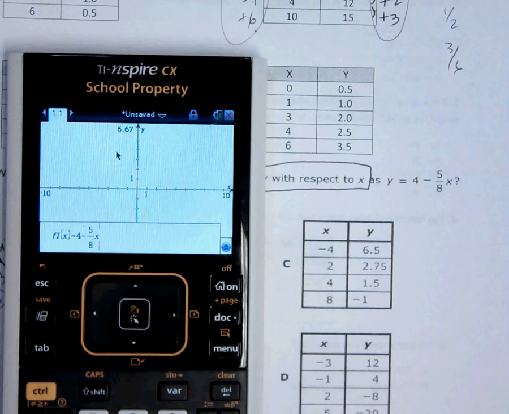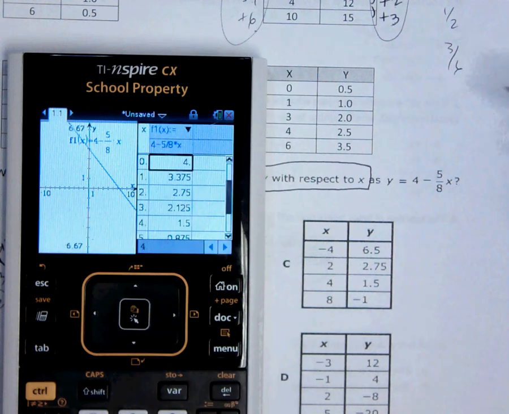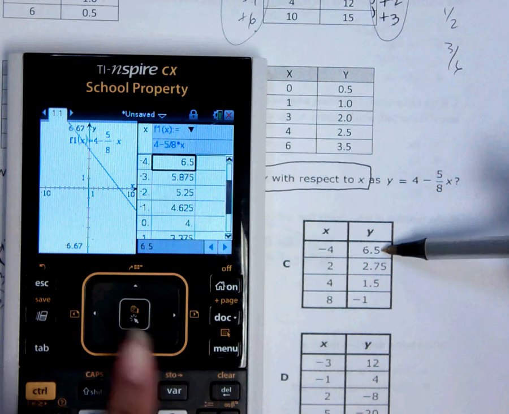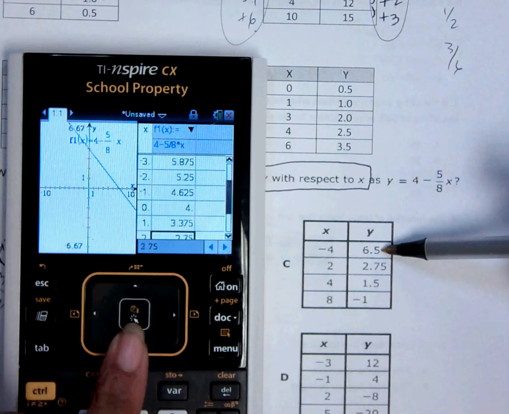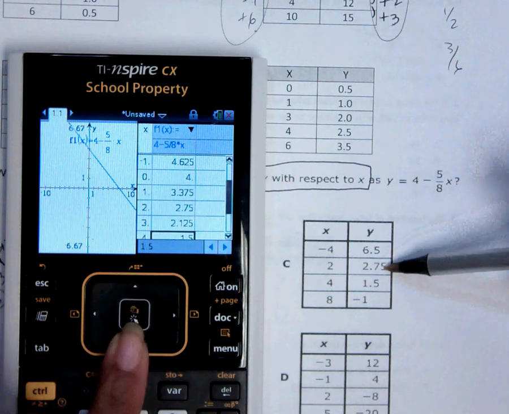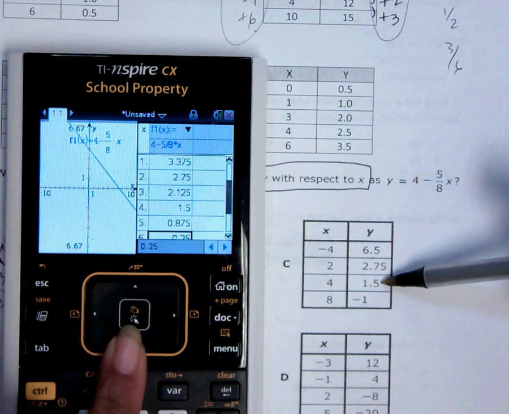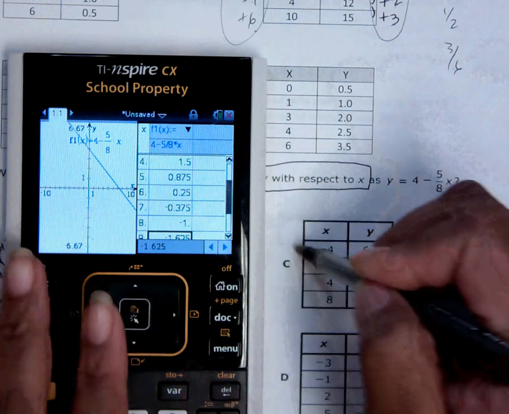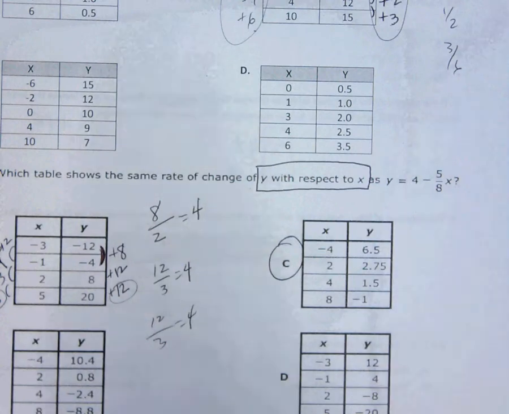Press enter. Press control T. And there it is. For negative 4, 6.5. For positive 2, 2.75. For 4, 1.5. And for 8, negative 1. So there it is. That's my answer, and we're good to go.